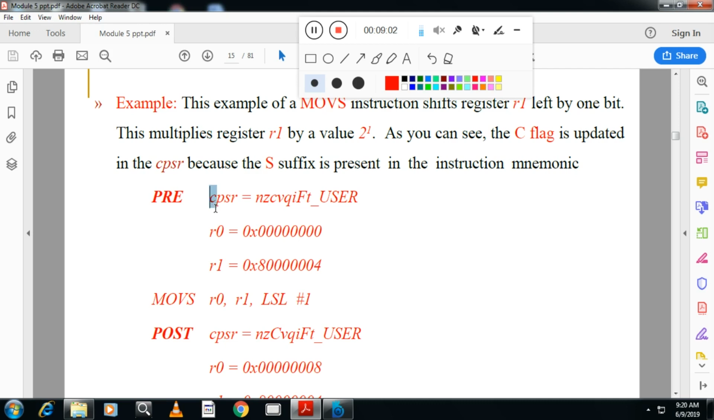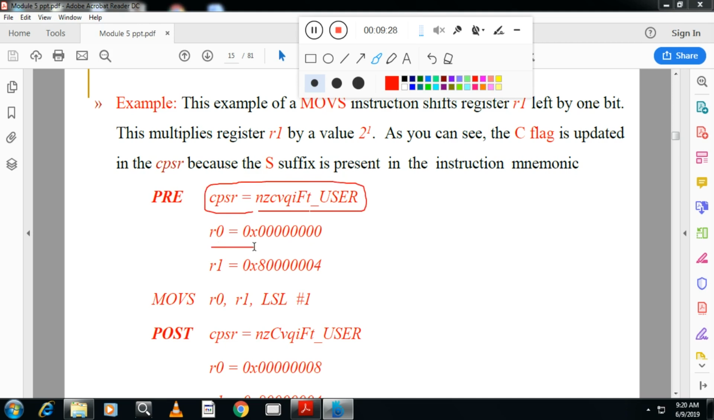So CPSR he has written here. Why is CPSR written? Because you know CPSR shows flag status, right? Yes, this is a flag, and CPSR in user mode. The author wants to say CPSR in user mode.